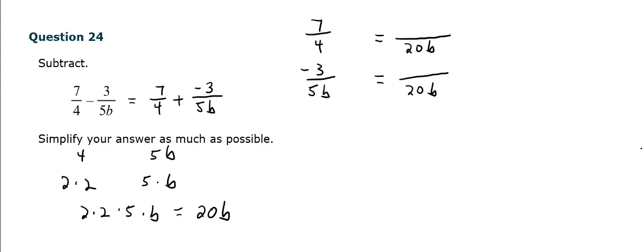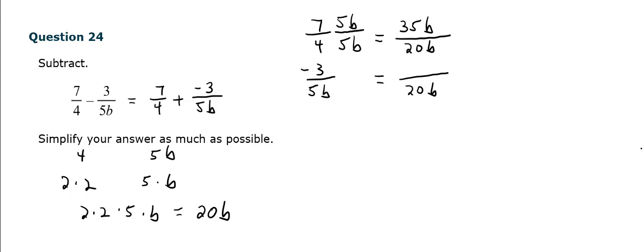So now we're going back to a problem we have done previously, and we ask ourselves, what did we multiply 4 times to give us 20b? So again, I could divide 20 by 4, and that would give me 5, and I need to account for that b. So I multiplied 4 times 5b to give me 20b. So what I do to the denominator, I do to the numerator as well. So 7 times 5b is 35b.